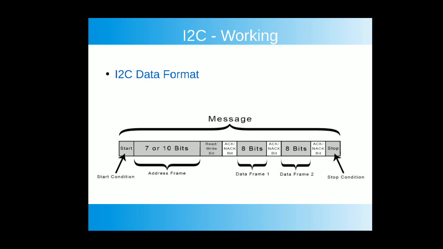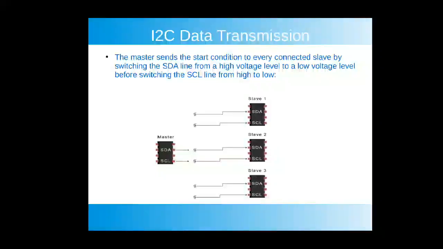And finally the stop condition. In the stop condition, the master will bring the SCL line up to a high voltage, followed by the SDA line to a high voltage, and it indicates the end condition. Now let us see the I2C data transmission operation in detail.